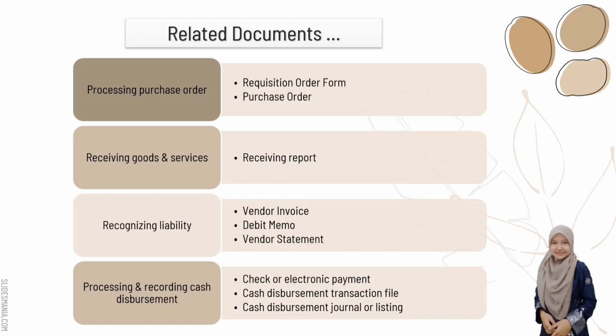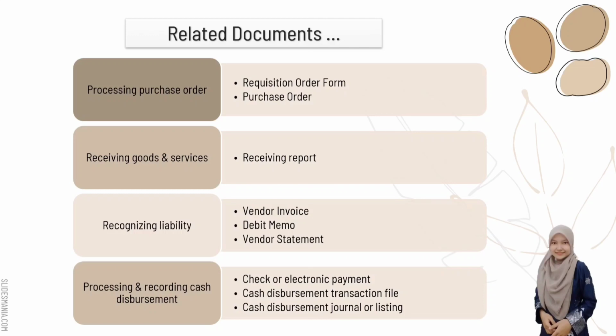Next, receiving goods and services. The related document involved is the receiving report. A receiving report is a paper or electronic document prepared at the time goods are received. The third business function is recognizing liability. It involves vendor invoice, debit memo, and vendor statement documents.